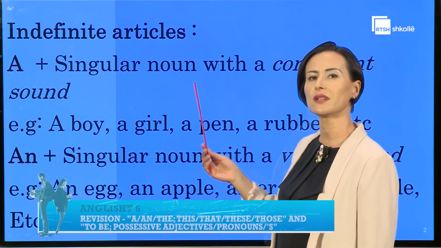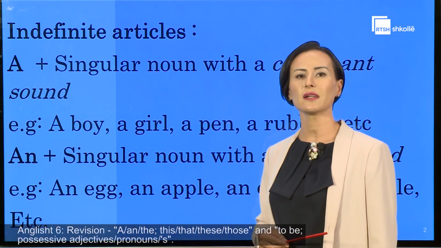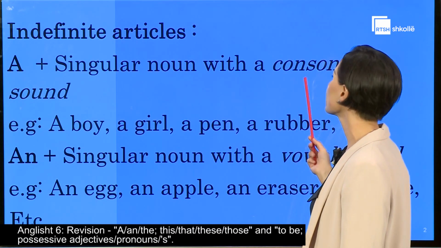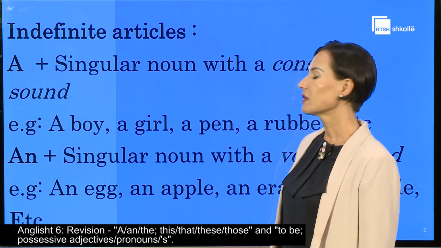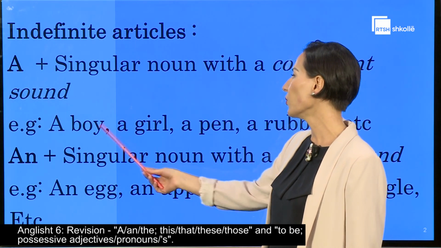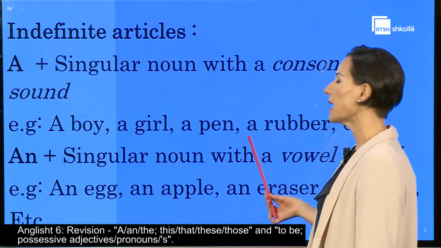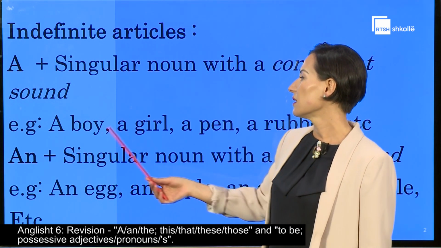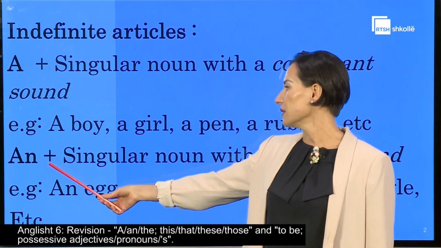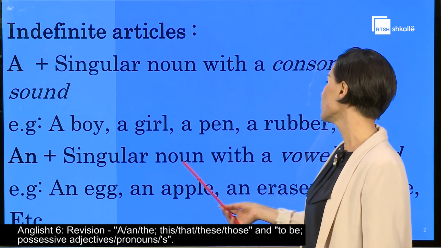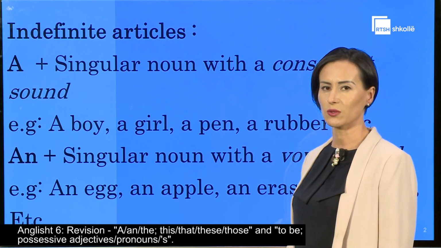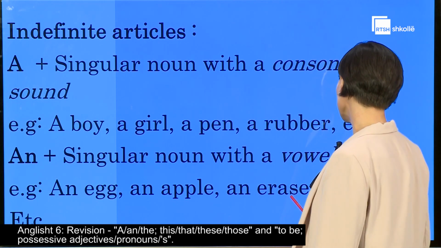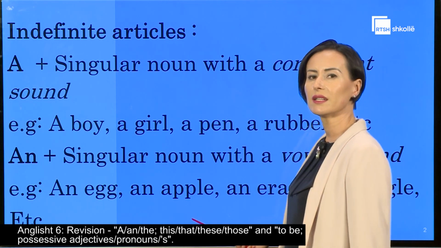The indefinite articles. The indefinite article a is used with singular nouns with a consonant sound. For example, a boy, a girl, a pen, a rubber, and so on. The indefinite article an is used with singular nouns with a vowel sound. For instance, an egg, an apple, an eraser, an eagle, etc.